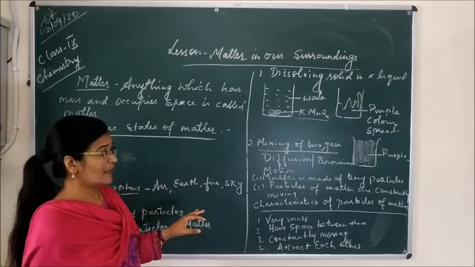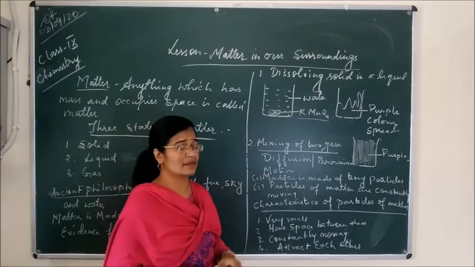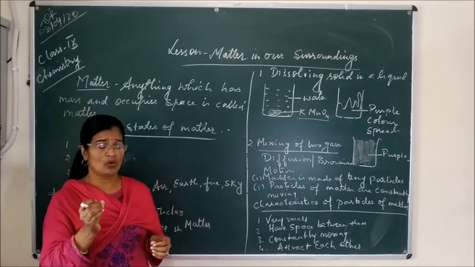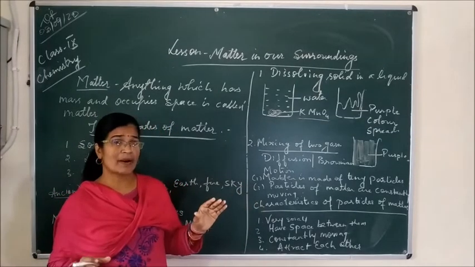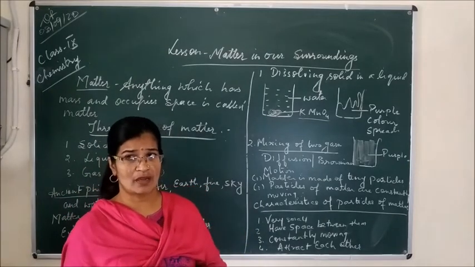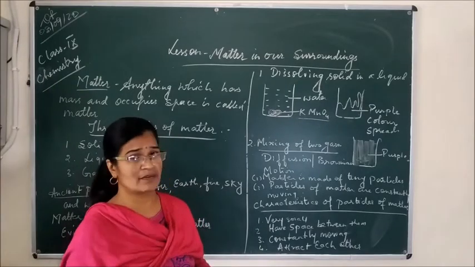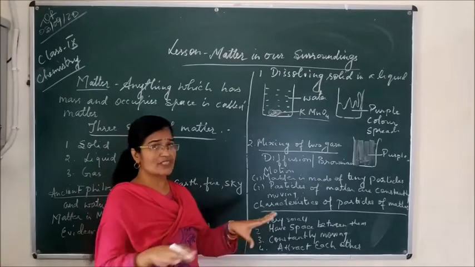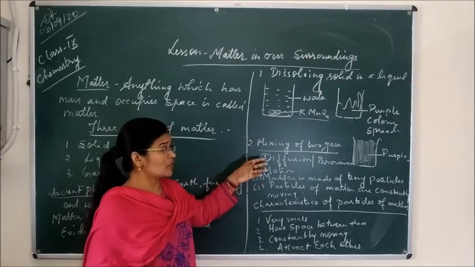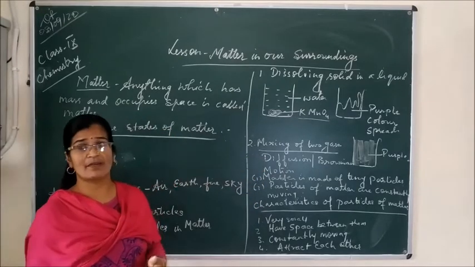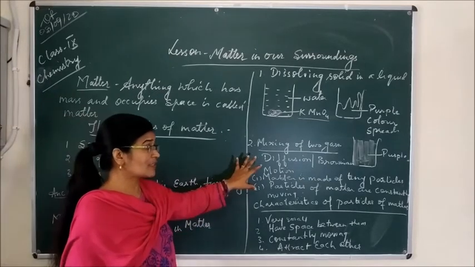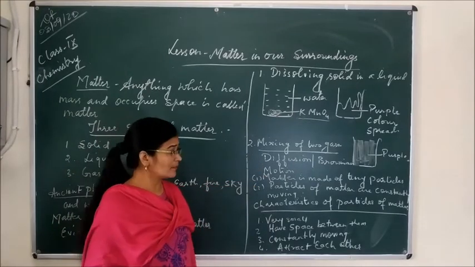Another example of Brownian motion: if we take a closed room and sunlight is coming from any hole or any side, what will happen? The dust particles which are present in that room or outside also enter along with the sun rays. So these particles are moving constantly. They are also particles, and they are also matter. Because of the sun rays or sunlight, these particles are visible to us. These are the dust particles. So this is also one of the examples of Brownian motion.